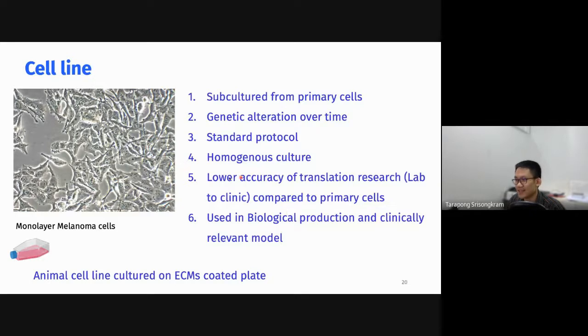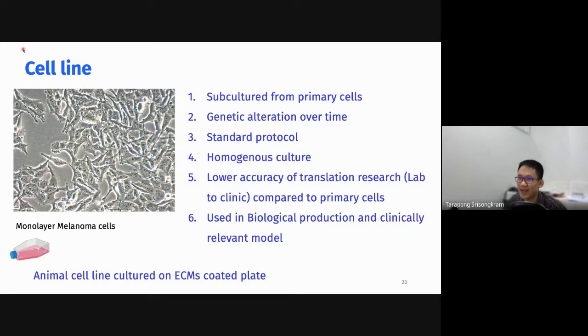And this cell line can be used in the clinically relevant model if the genetic alteration does not affect the outcome of the test. For example, if you want to measure the pharmacokinetics, the genetic alteration of the cell needs to not affect the pharmacokinetic property.